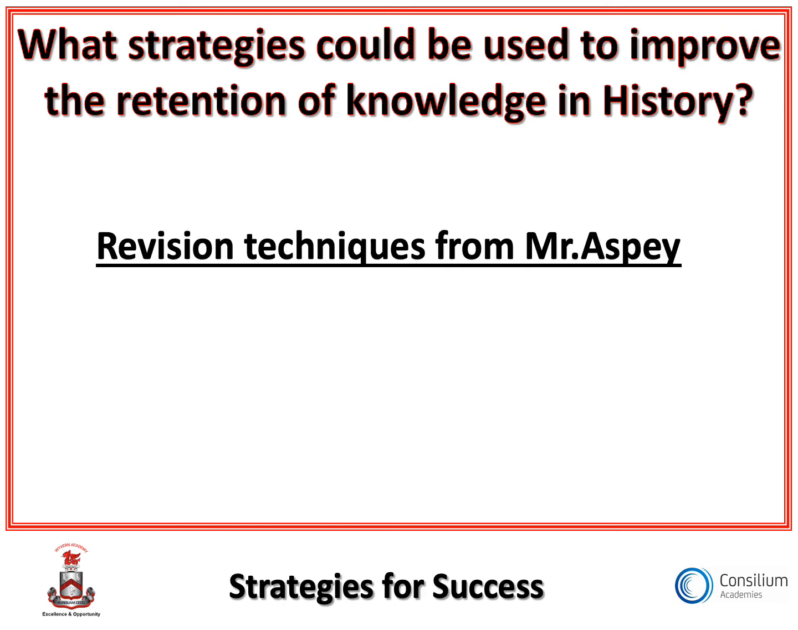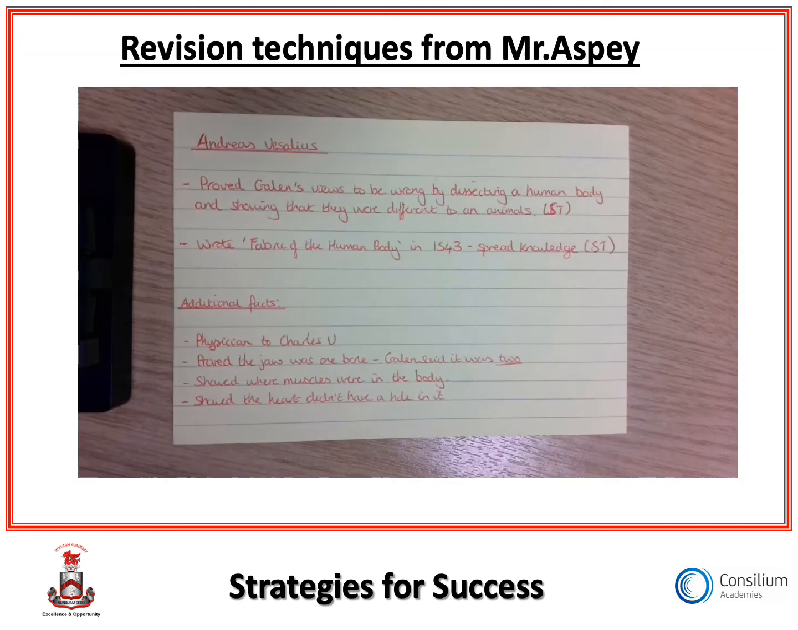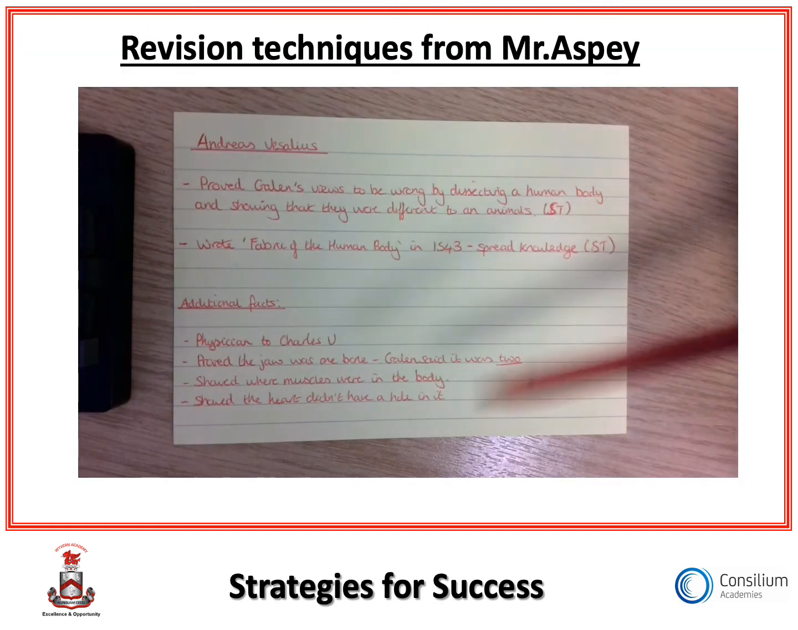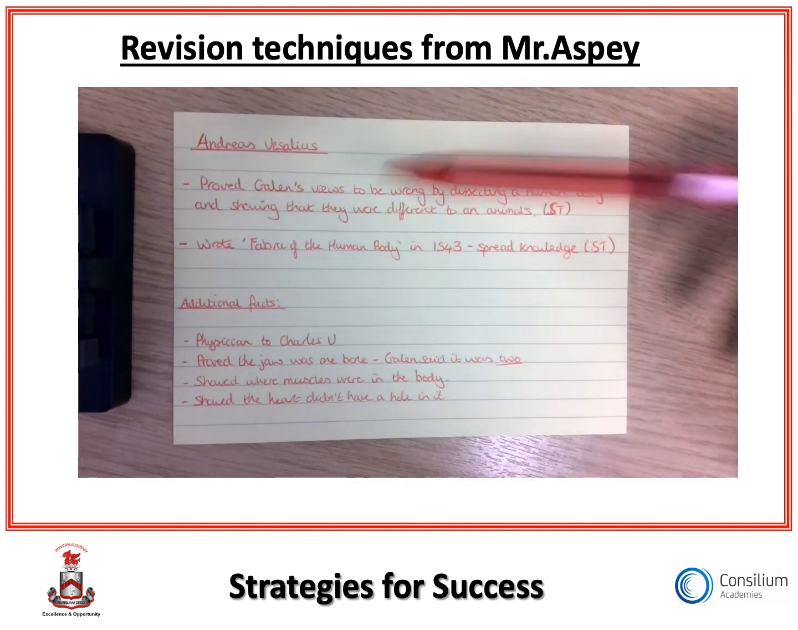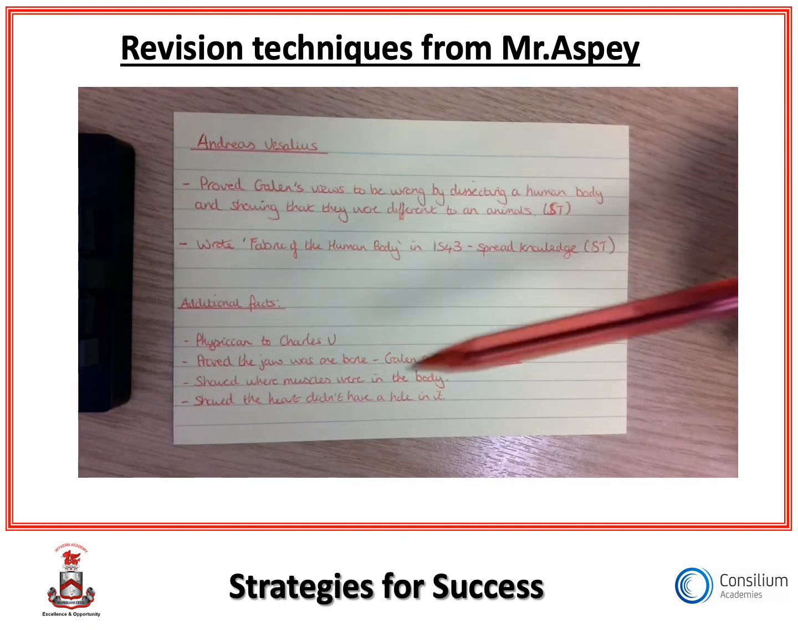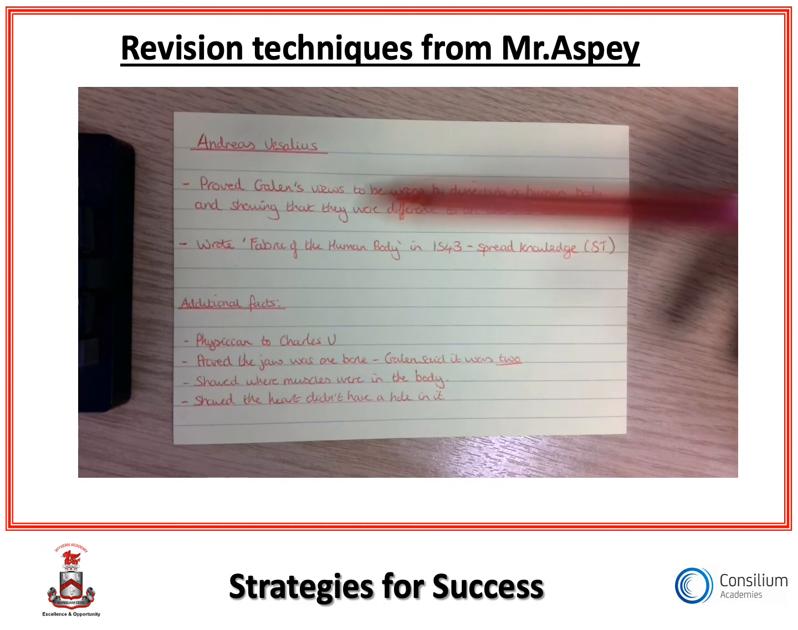So to put this all together, here's a quick video from Mr. Aspie using cue cards to show you how to revise things like key people for topics like medicine. Here's a very basic revision technique that you could use. Okay, it's just a cue card, and you can have a cue card for every single key person that we look at in history across the different topics.